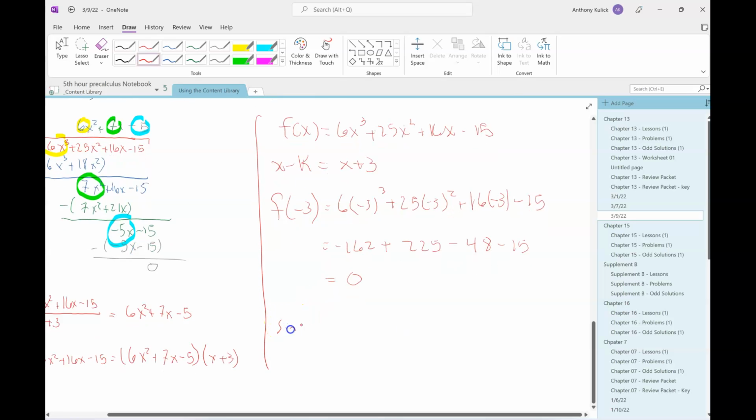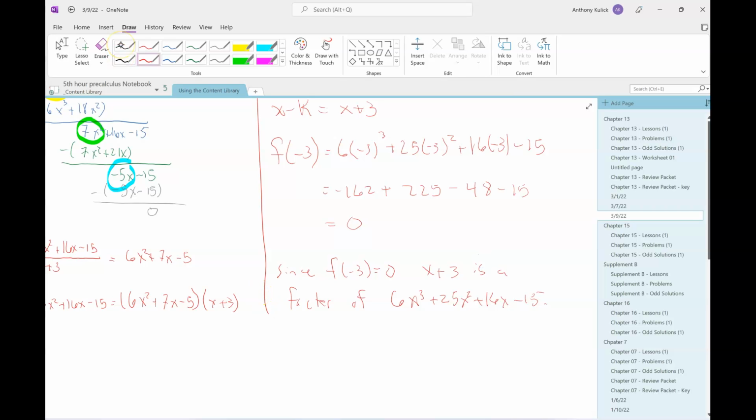So we can say, since f of negative 3 equals 0, x plus 3 is a factor of 6x cubed plus 25x squared plus 16x minus 15.